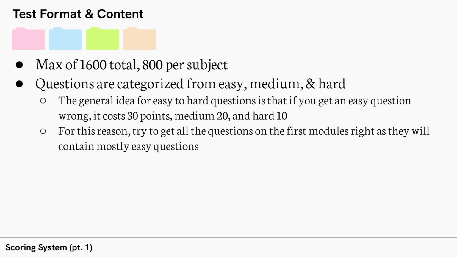Okay, so you can score a maximum of 1600 points in total for the SAT, with 800 points being available per subject. And the questions are categorized from easy, medium, and hard. And so the general idea for easy to hard questions is that if you get an easy question wrong, it'll cost about 30 points. Medium questions, it'll cost 20 points, and hard questions 10.